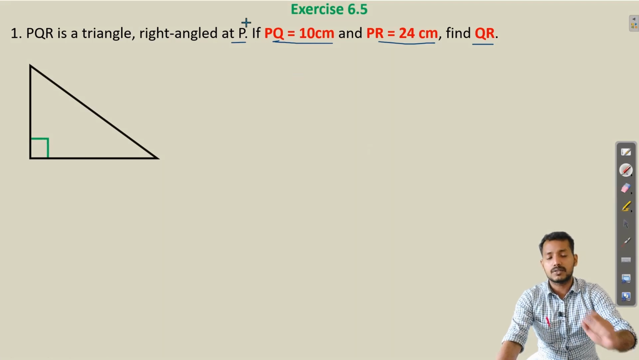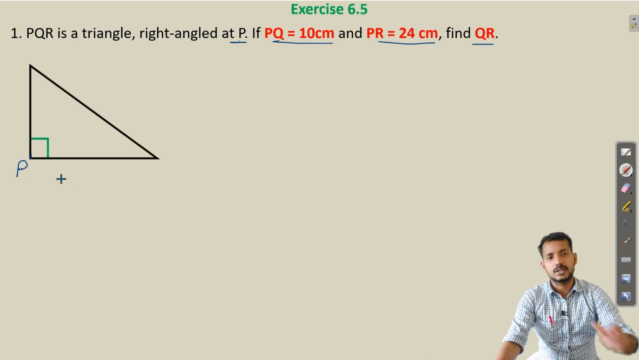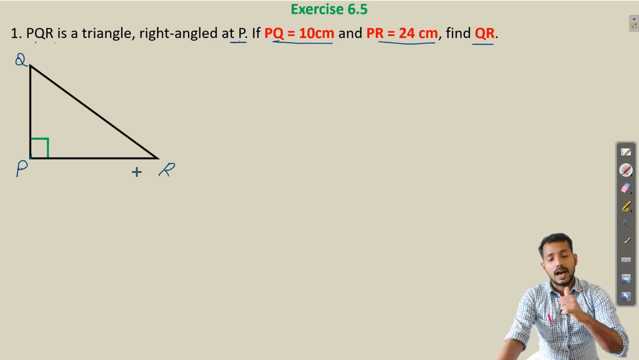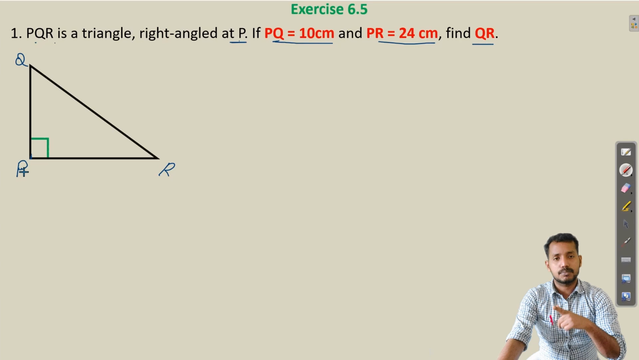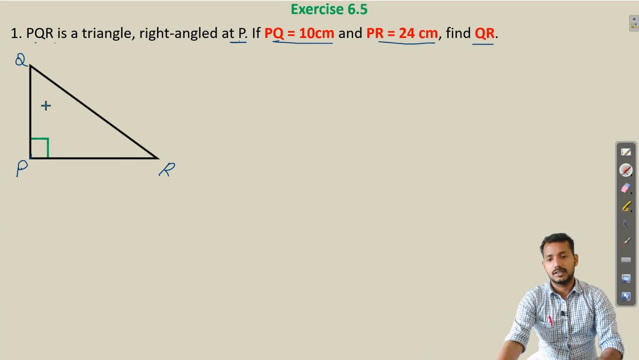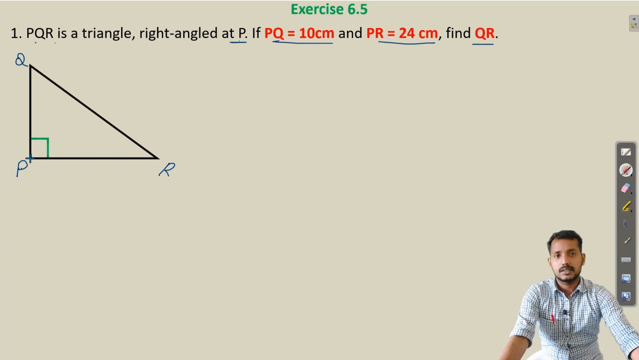Now first step is to mark the right angled vertex. Here right angled at P, so mark P here as the right angled vertex. Now you can mark Q and R in the other places. That is, Q can be here and R can be here. If you are not marking the right angled vertex properly, then the sides may get changed. These two sides can be changed, no problem, but you will not get the clear hypotenuse if you are not marking the right angled vertex properly.